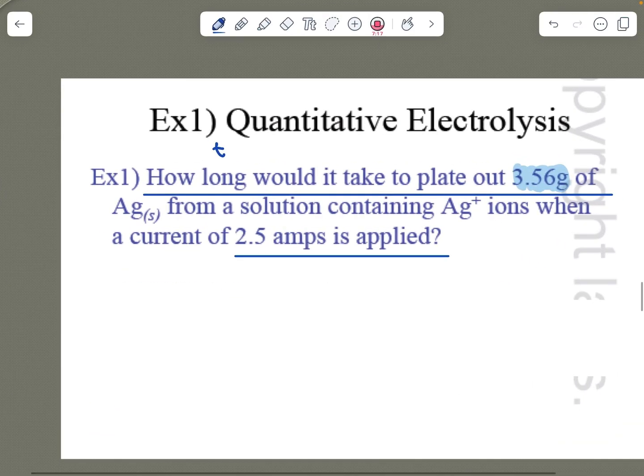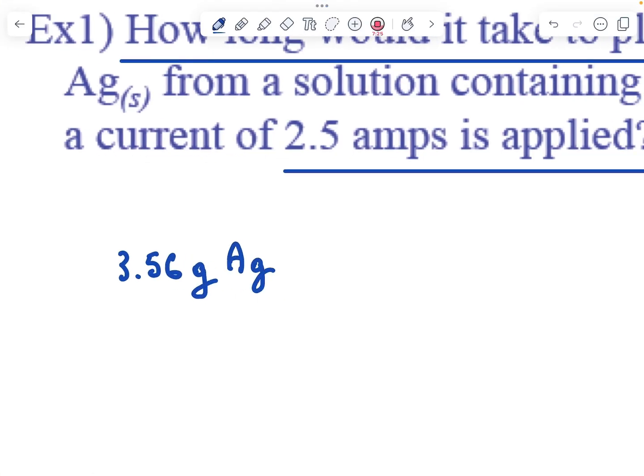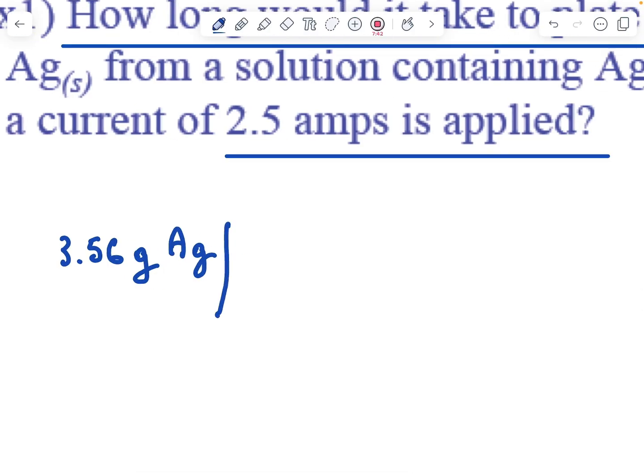So first we're going to do 3.56 grams of silver, and I'll get the molar mass. The weight is 107.86 grams for every 1 mole of silver.